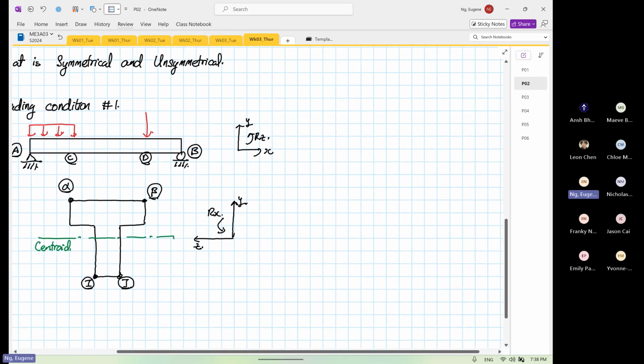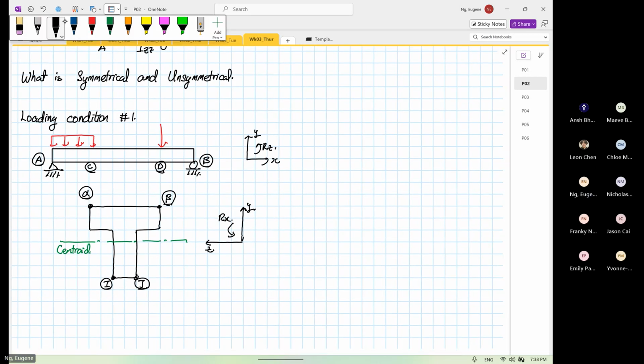And then the next one, we have loading condition number 2.